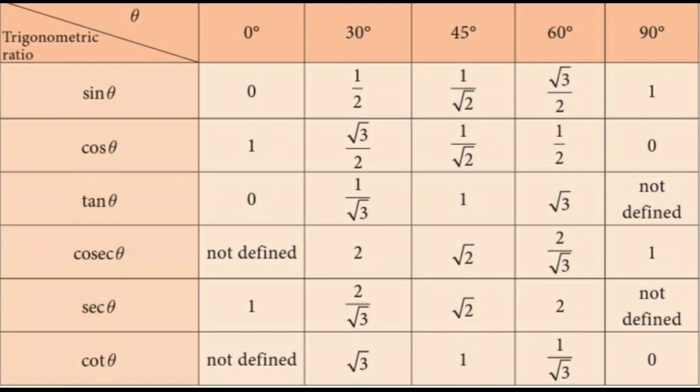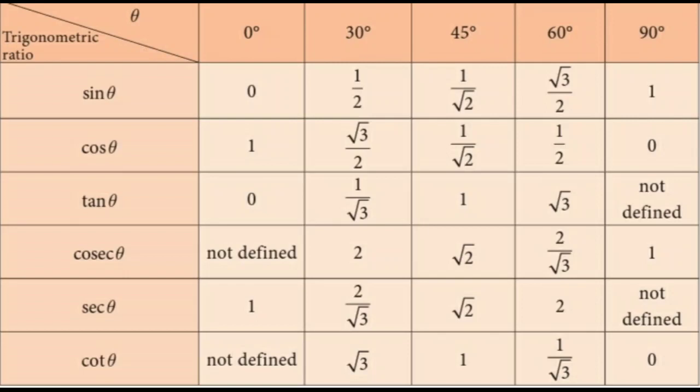Square root of 0 is 0. That is sin 0 is 0. Then square root of 1/4 is 1/2. That is sin 30 degree. Then square root of half is 1/√2. That is sin 45 degree. Then square root of 3/4 is √3/2. That is sin 60 degree. Then square root of 1 is 1.